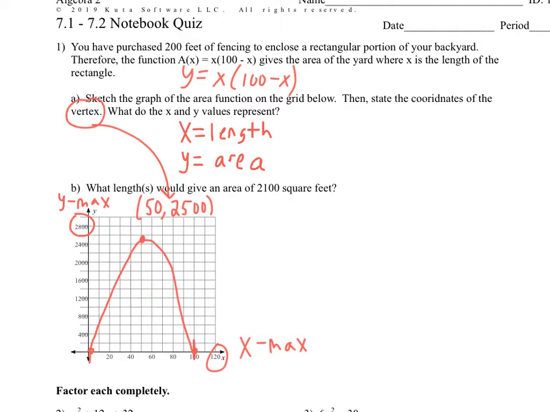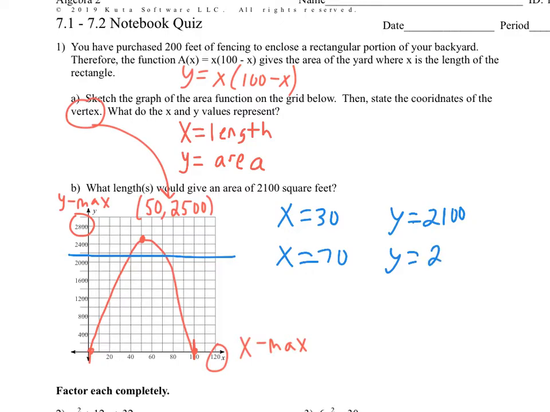And then to get to 2100, the only method we really knew at this point was to use the table. There is going to be a way to solve it. Basically, they're saying when y is 2100, find the x values. But just looking at the table, you could see when x was equal to 30, the y was 2100. And also, if x were 70, the y was 2100. So for now, using the table was really our only option.